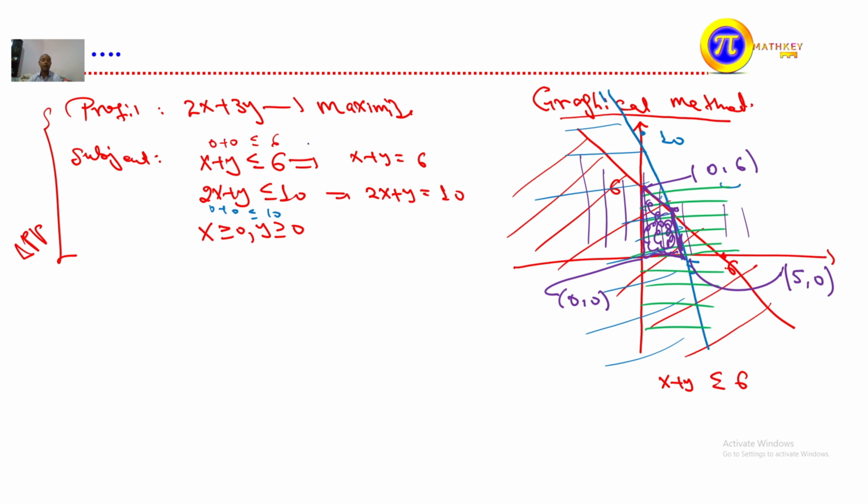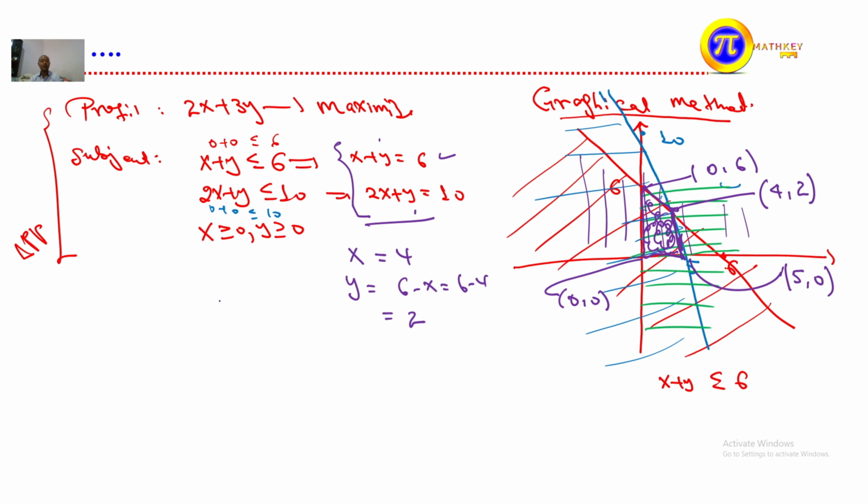How can we find this one? By solving this system of linear equations. Since here the coefficient of y is positive 1, and here also positive 1, we can take the difference of them to cancel y. This means 2x minus x, which is equal to x. Y minus y is 0. 10 minus 6 is equal to 4. The value of x is equal to 4. What about y? If I substitute here, y is equal to 6 minus x, which is 6 minus 4, which is 2. So this intersection point is x is 4 and y is 2.